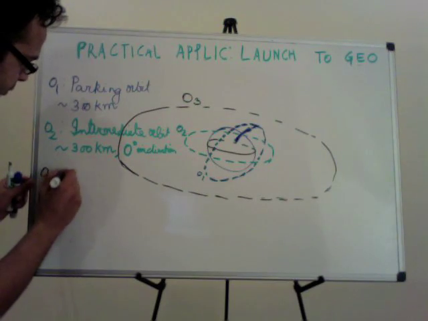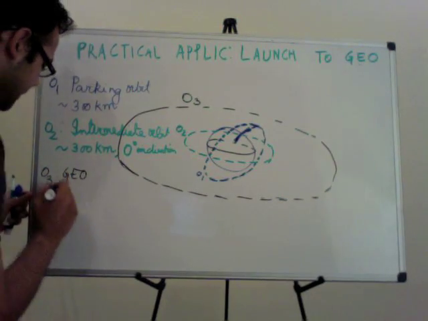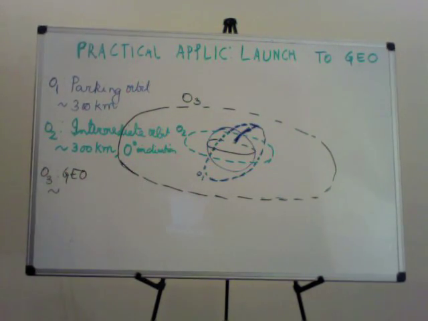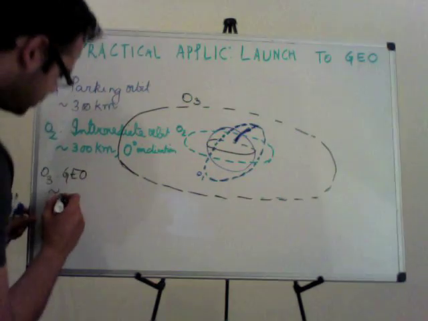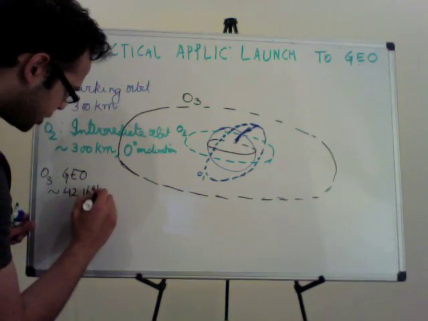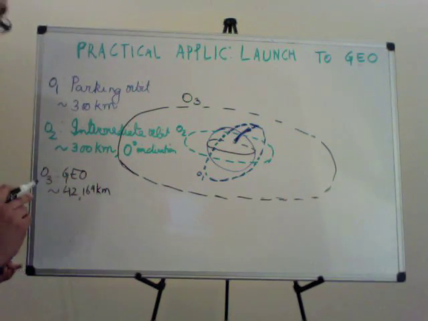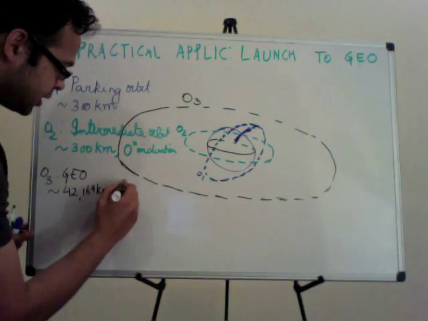Orbit O3 is GEO, and we know that its radius is about 42,000 kilometers, right? Let me get the actual number. So the radius is 42,164 km. That's the radius, not the altitude. Okay, and it has 0-degree inclination.